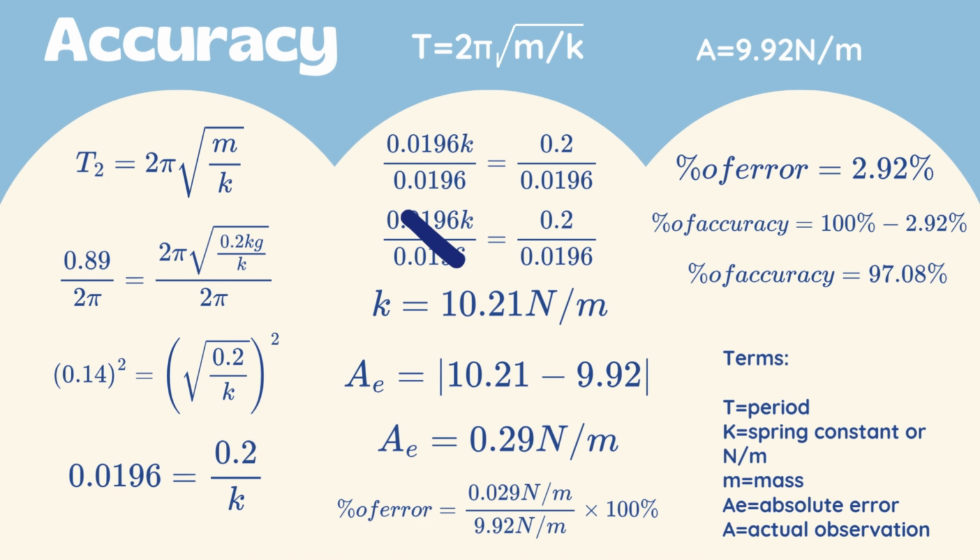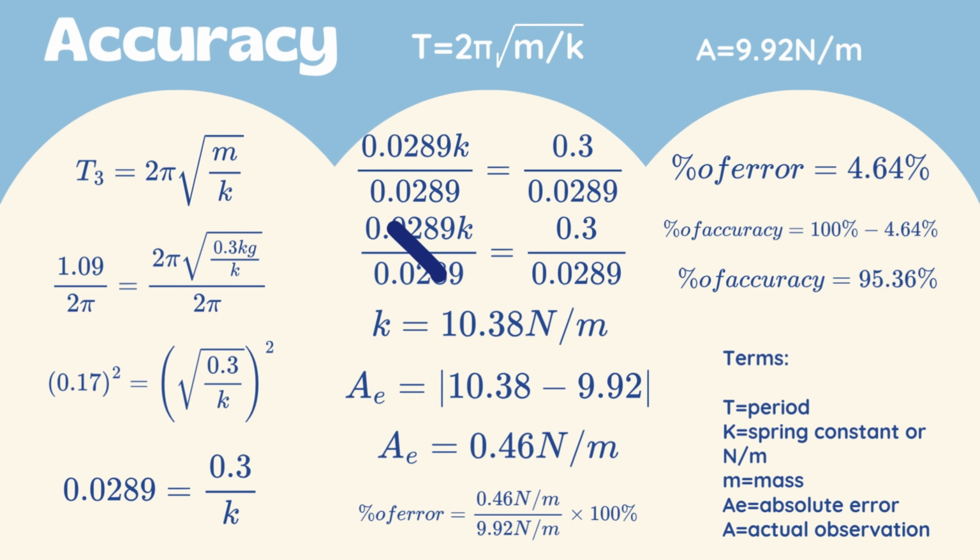Then we have our second period and our second mass that has been given. Our spring constant is 10.21 n over m, and then our absolute error is 0.29 n over m. Percent of error is 2.92%, and our percent of accuracy is 97.08%.